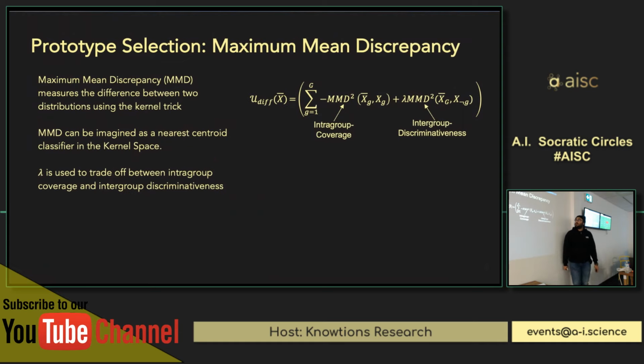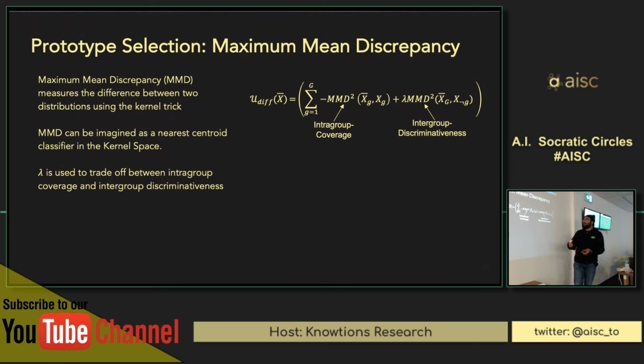And then the other main concept that is introduced in the paper is maximum mean discrepancy. At a very high level, we can think of MMD as the difference between two probability distributions. So let's say xg bar is a random variable that denotes the prototype document, and xg is the random variable defining the group that it is a prototype of.